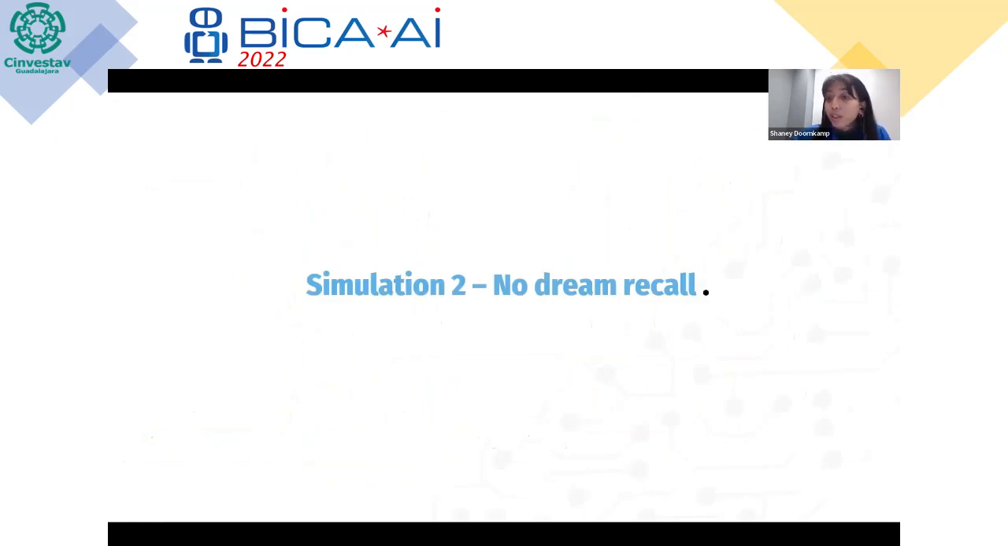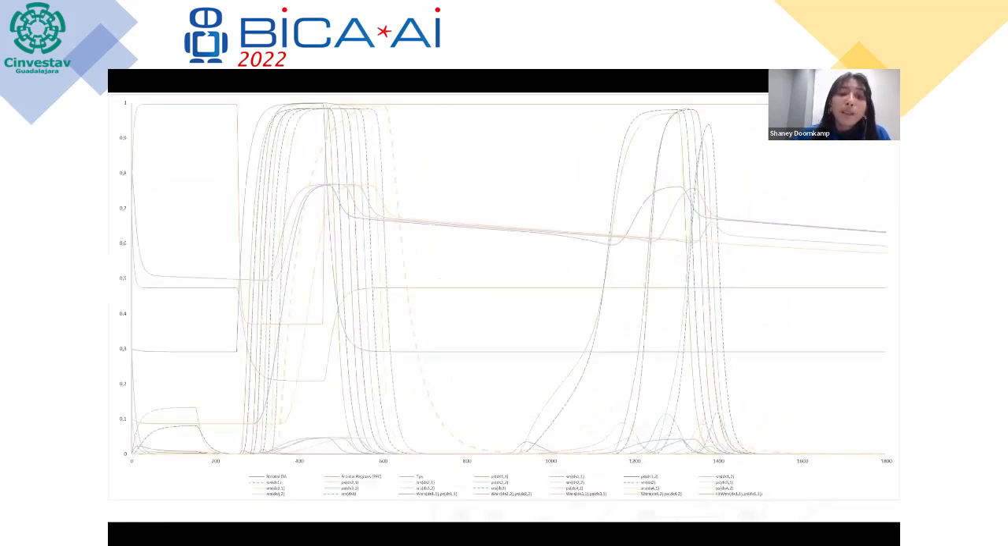Next part was without dream recall, and you can see it's already quite different. Most importantly are these W states, which show they weren't as active as we saw before. And even when the problem is being recalled again, we just don't remember it that well.